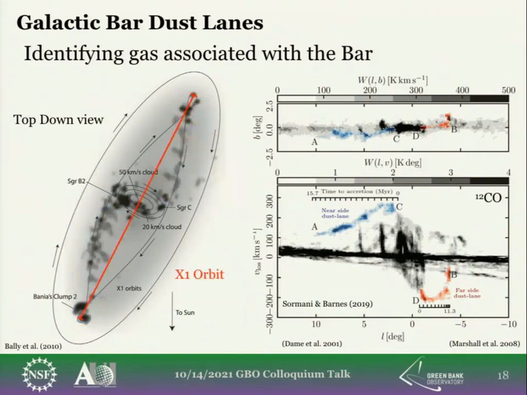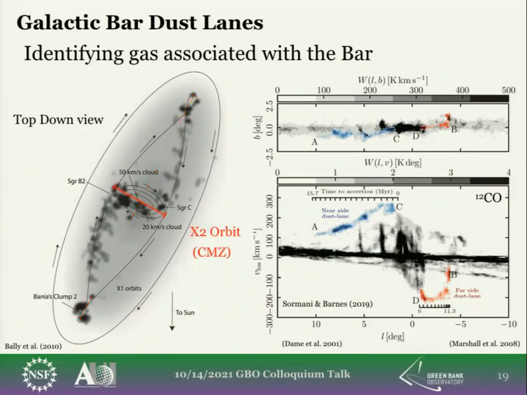Now, one of the other things I wanted to mention, because I will be mentioning these throughout the rest of my talk, are the X1 and X2 orbits. These are the inner Lindblad resonances for gas that's orbiting in the galactic center. The X1 orbit is parallel with the galactic bar, so that's gas associated with the dust lanes. Any of that gas is associated with the X1 orbits.